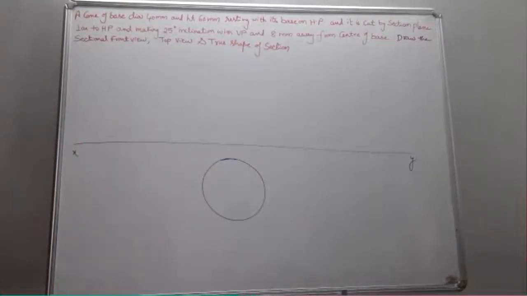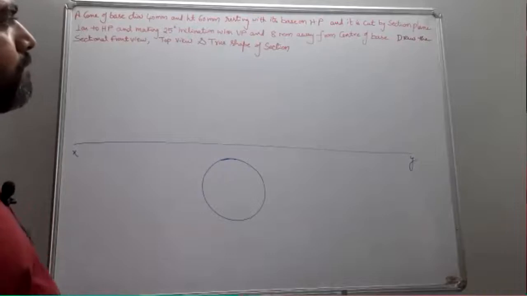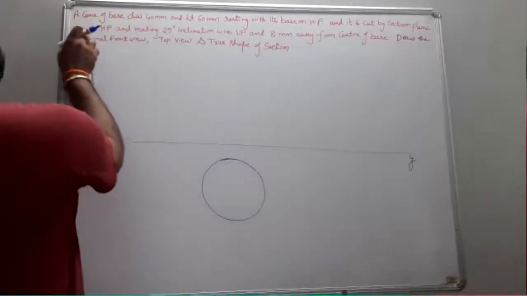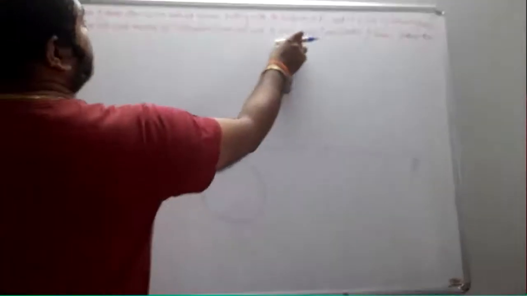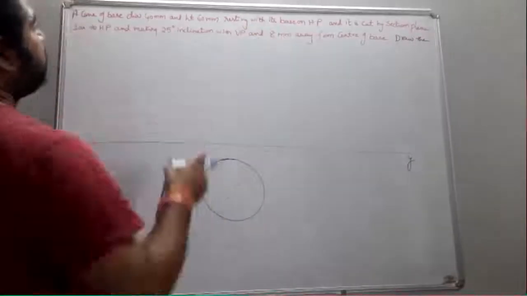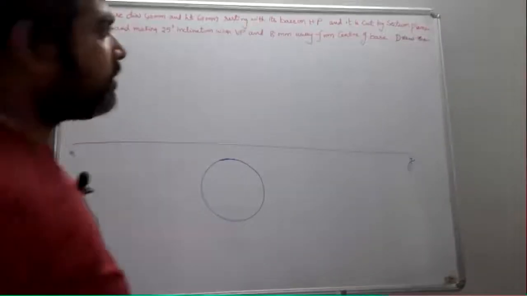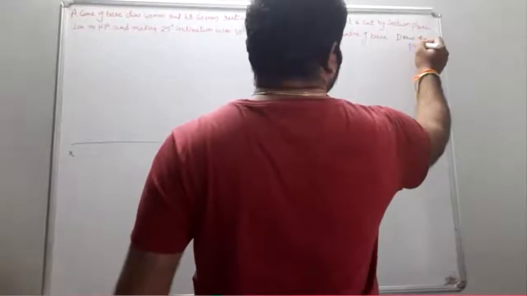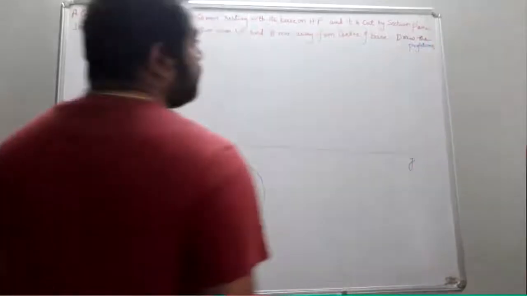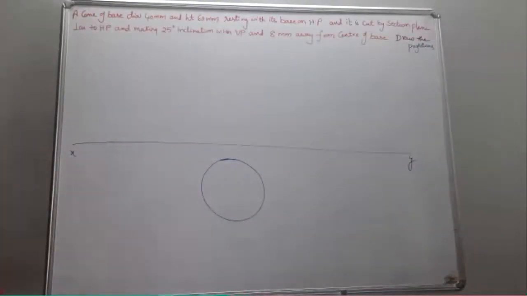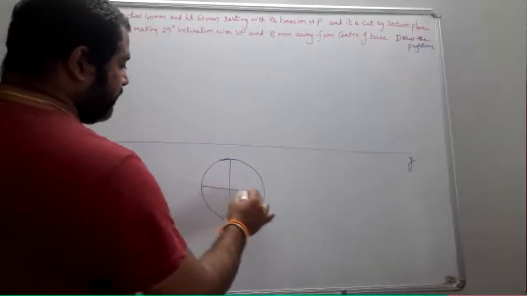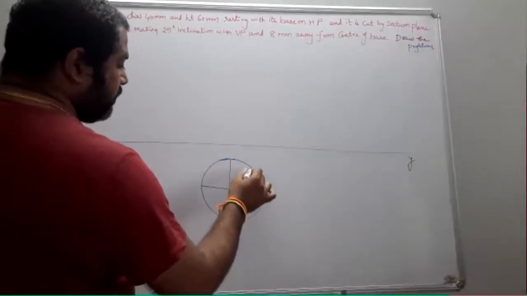Okay. So I just remove this line for my convenience. So draw the projections. So the question is there, draw the projections. Okay, so let us divide into 8 equal divisions for my convenience to obtain the smooth curve.